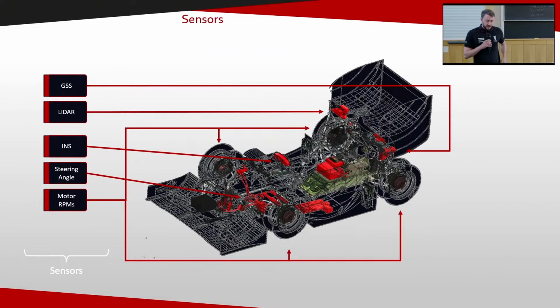So a little bit more about our sensors. Here you can see our sensors and where they are all located on the vehicle. We have a ground speed sensor, which is an optical sensor, then a LiDAR for the perception of the environment, then an inertial navigation system, a steering angle sensor, and motor encoders to calculate the internal state of the vehicle.